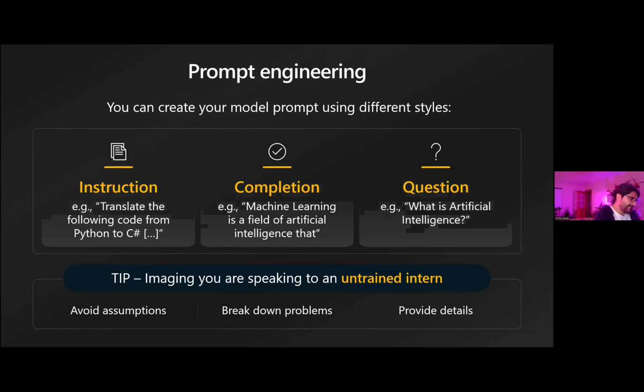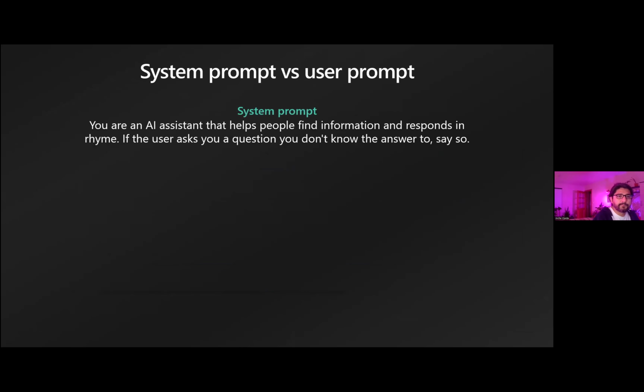So basically the idea here is that by making the prompt, you will also be learning how to express yourself, because the more well-defined your request and the behavior, the more accurate the answers will be. So the tips are: avoid assumptions, try to be explicit, break down the problems that you want to solve, for example, translate this into that, and provide details, and if you can, provide examples.